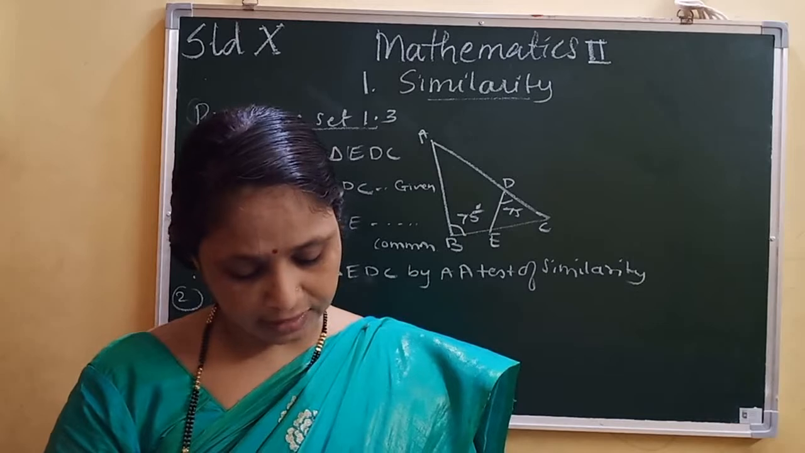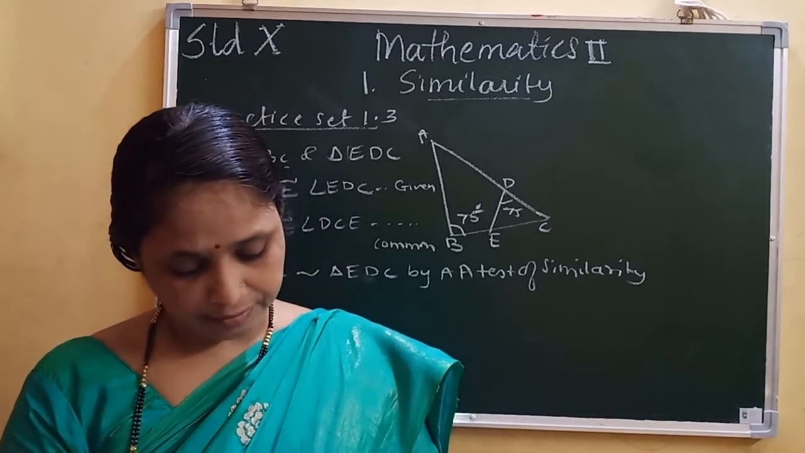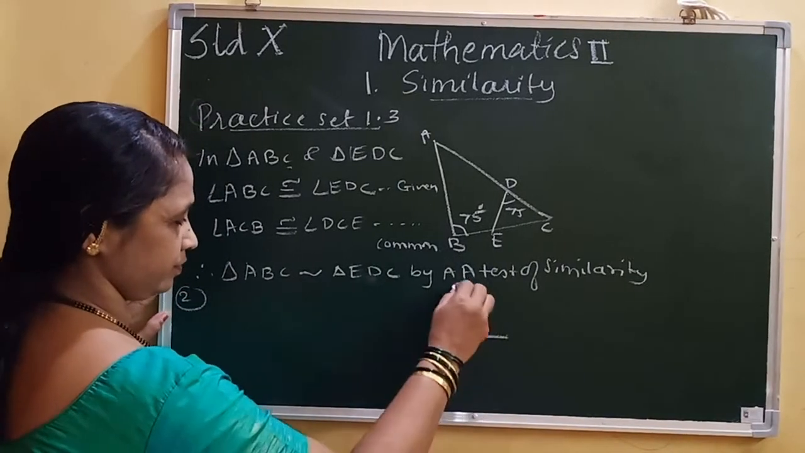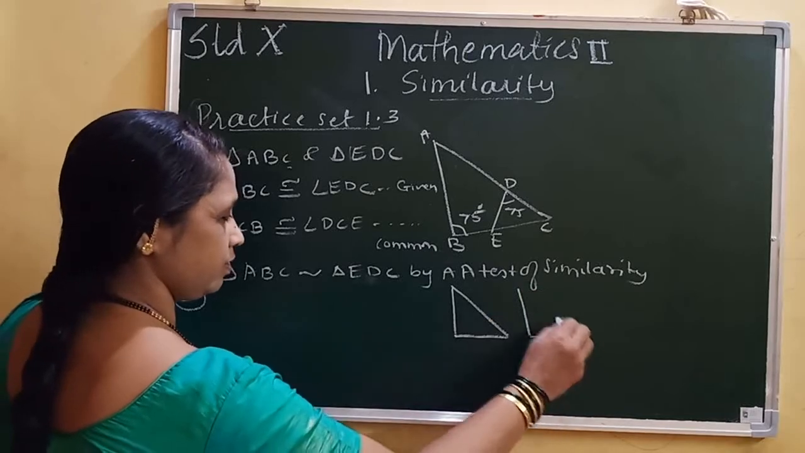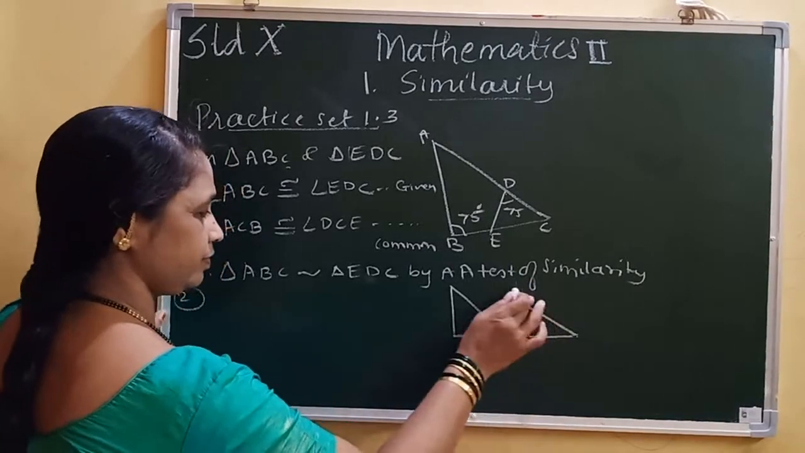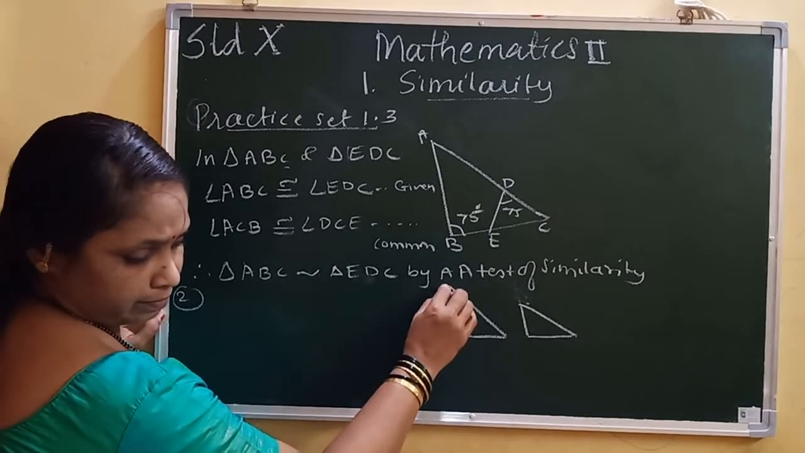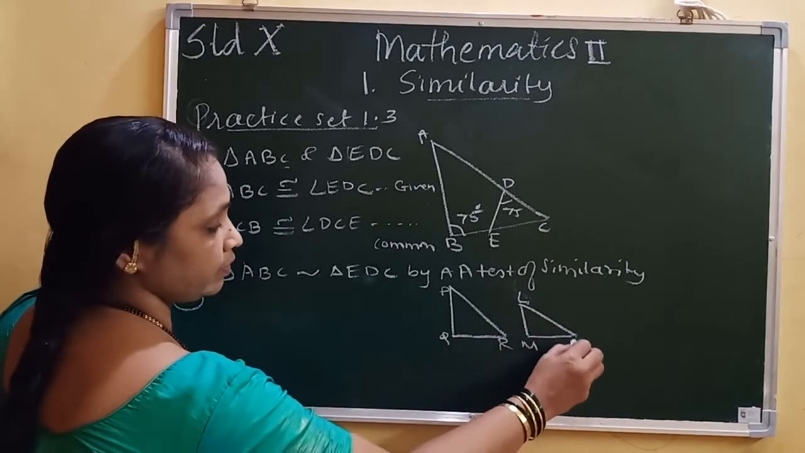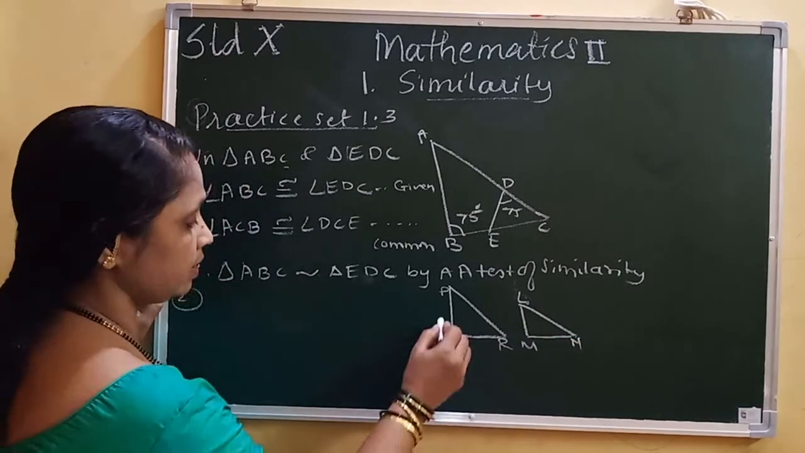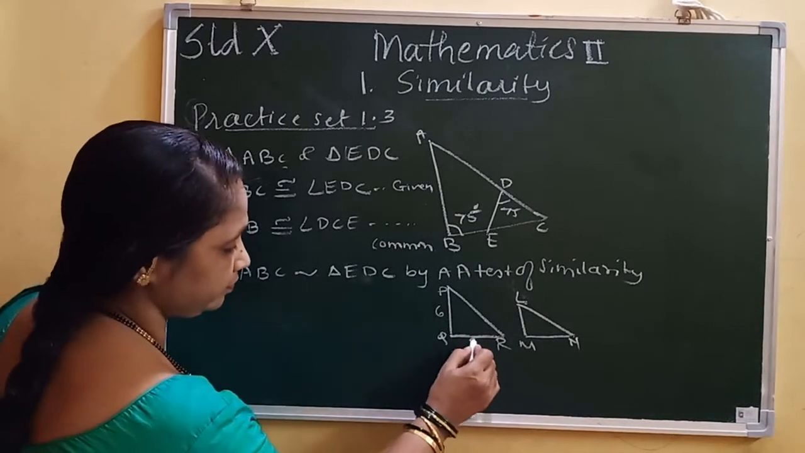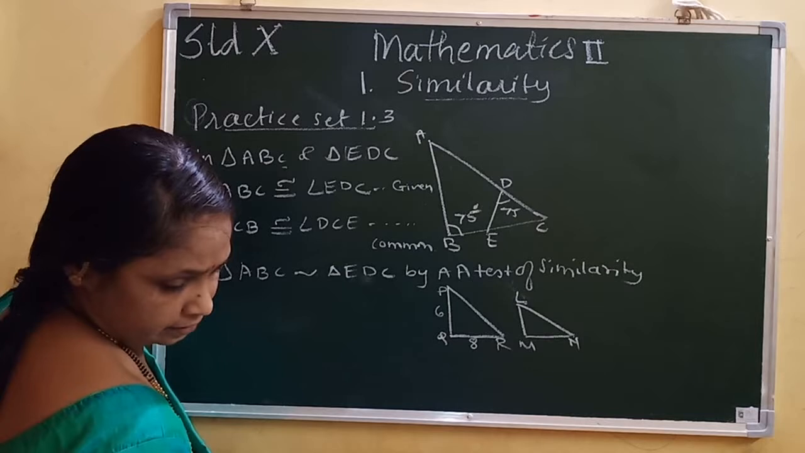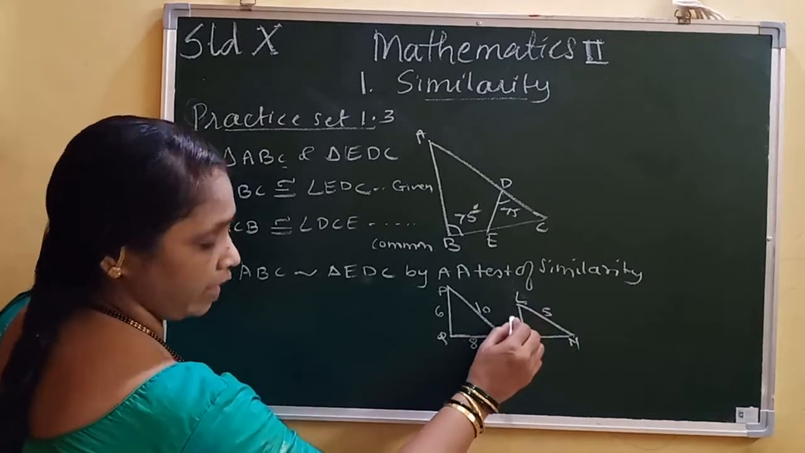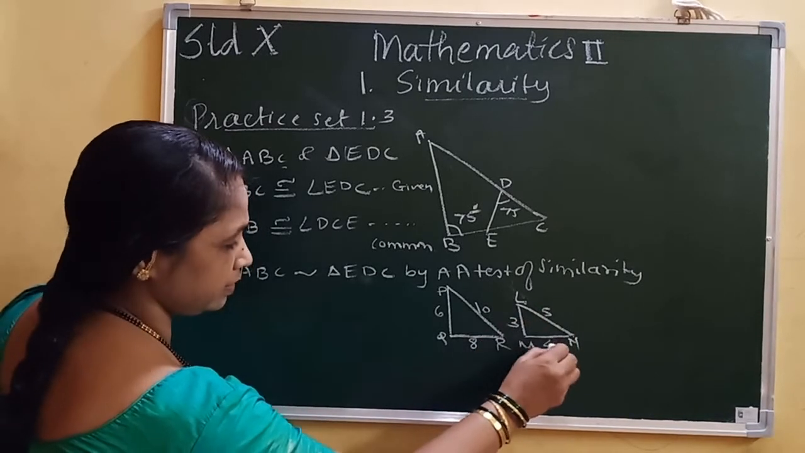Are the triangles in the following figure similar? If yes, by which test are they similar? Now see here. In the second figure two triangles are given. This bigger triangle is PQR, and this smaller triangle is LMN. Now this PQ is 6 and this is 8. This is 10, this is 5 and this is 3 and this 4.